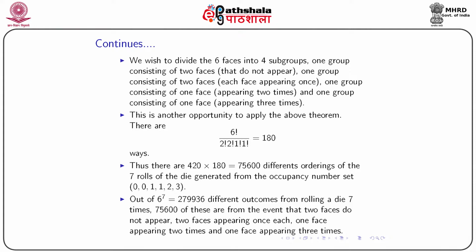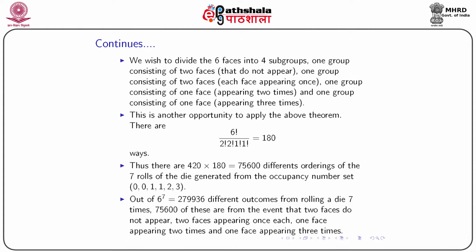This is another opportunity to apply the above theorem. If we apply it, we have 6 factorial over 2 factorial into 2 factorial into 1 factorial into 1 factorial, that means 180 ways. So in total there are 420 into 180, that is 75,600 different orderings of the 7 rolls of the die generated from the occupancy number set 0, 0, 1, 1, 2, 3.